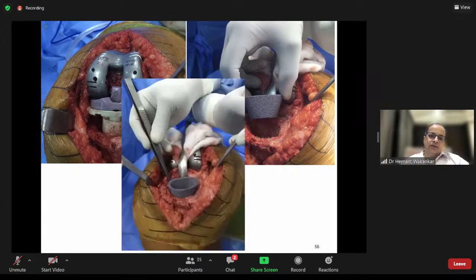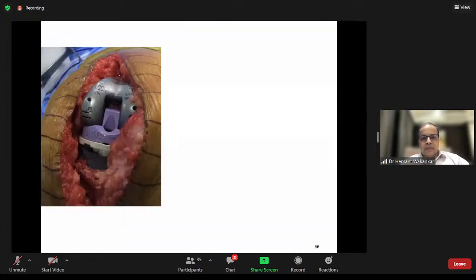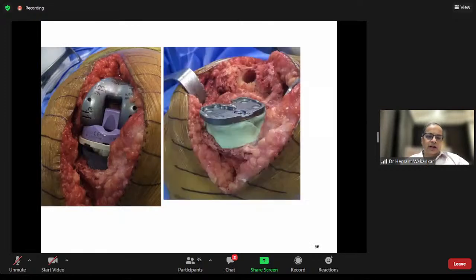So this is the trabecular metal cone implanted in, and whatever gap there is between the host bone and the trabecular metal cone, I'm packing cancellous bone that is available to me at the time. And then I put the trial component on, and this is the final way the tibia was reconstructed.